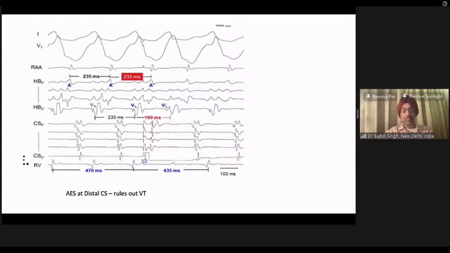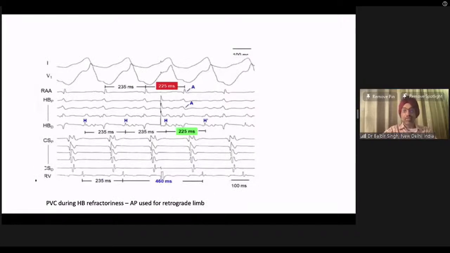You can see it's 470 and 435. Two beats have been taken into account. So V has been advanced, which can only happen if the atria is a part of the circuit, and this rules out VT. So Professor Ching also showed you that atrial extra stimulation or atrial pacing helps you to distinguish whether this is VT or not. By advancing the V, by pacing on the atria close to the pathway on the distal coronary sinus, you rule out a VT.